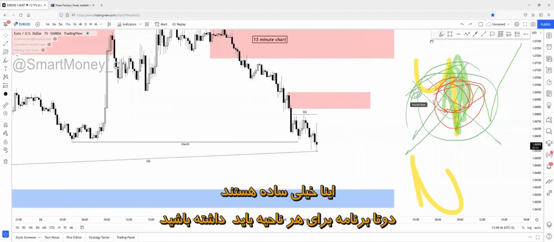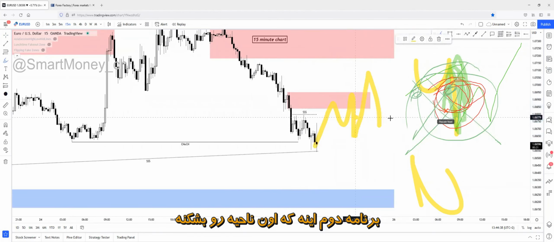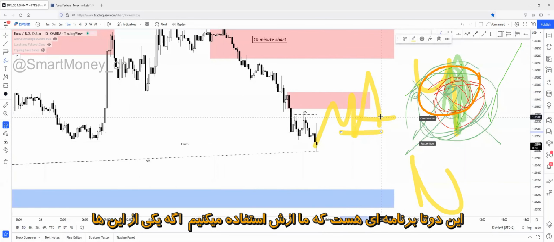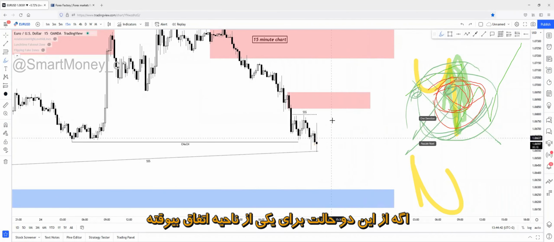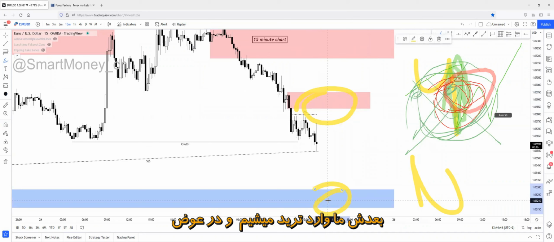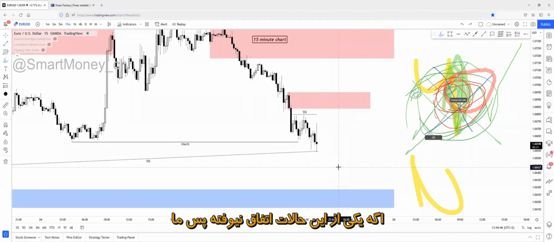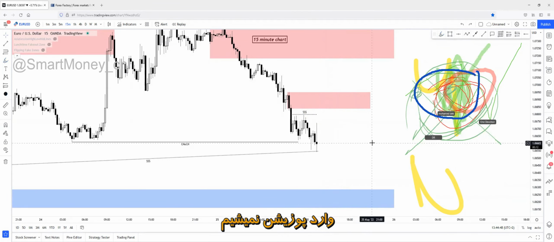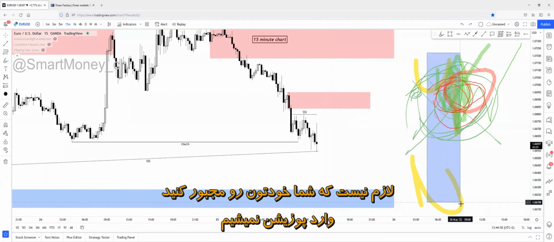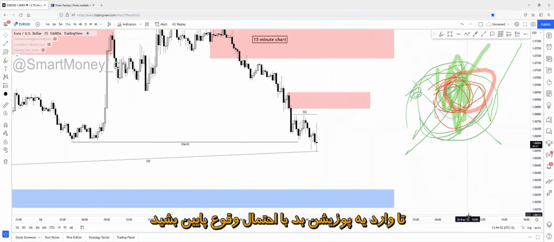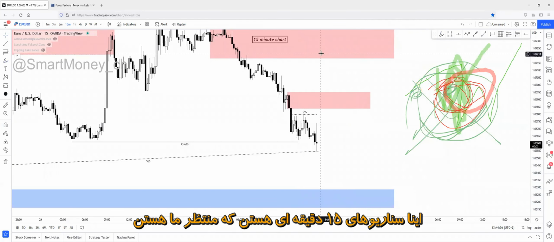Two plans for the zones. First is the change of character. Second is the break of the zone. These are the two plans that we are using. If one of these happens on one of these zones, then we are entering the trade. If these aren't happening, then we are staying out of the trade. You don't have to force yourself into bad, low probability setups. These are the 15-minute possible scenarios that are lining up for us.